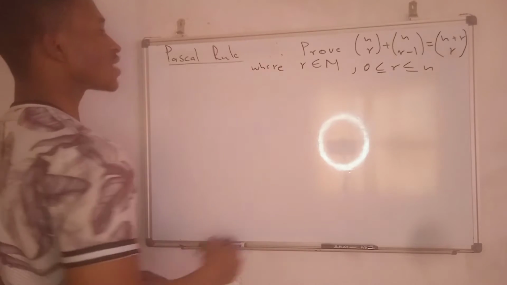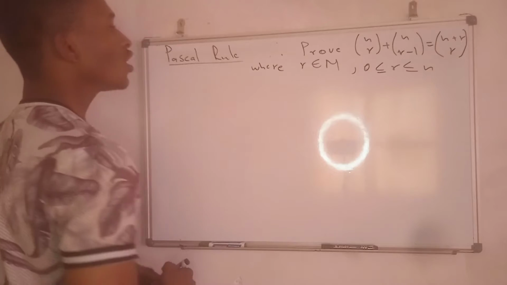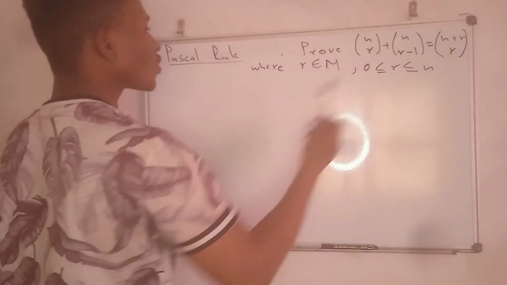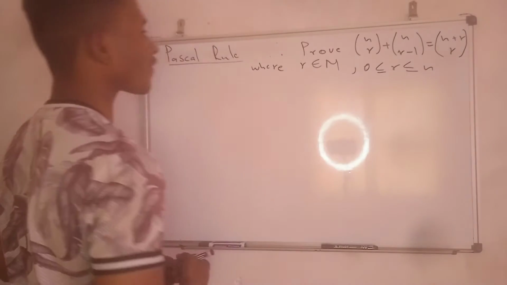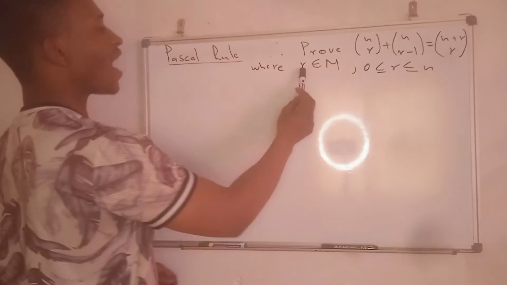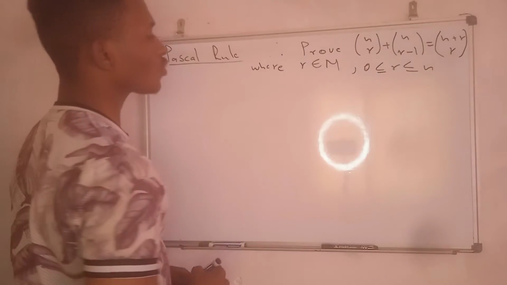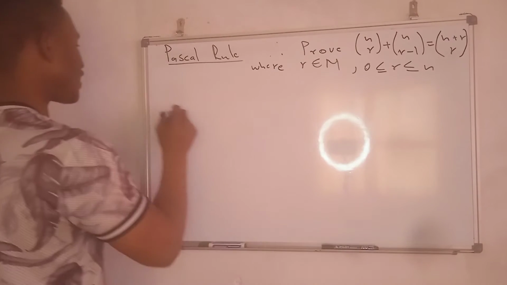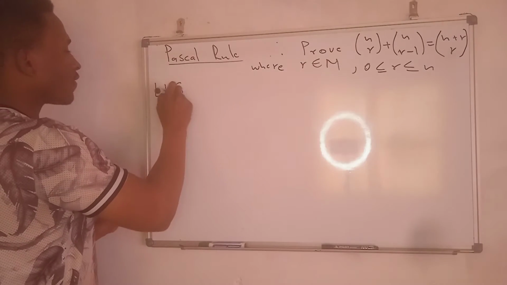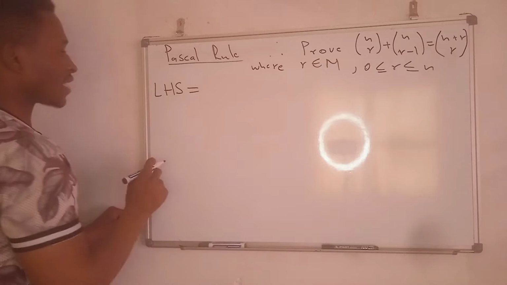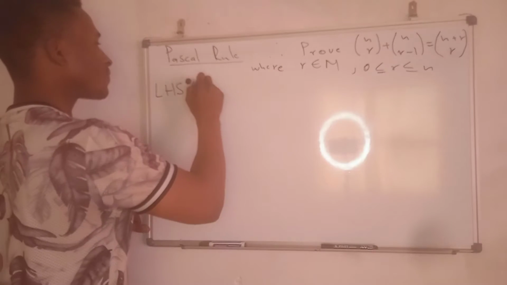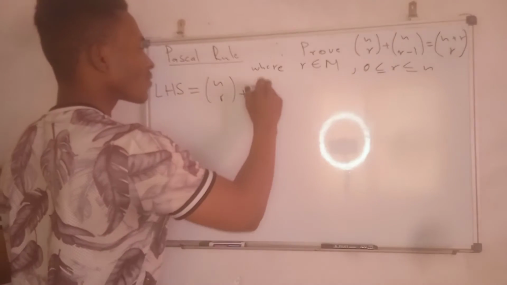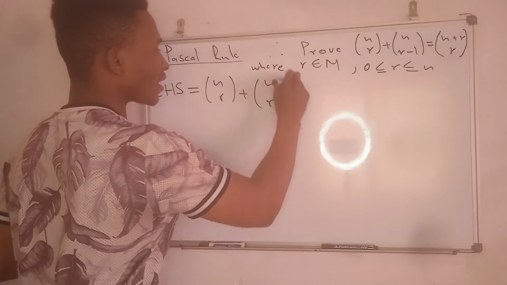So they're asking us to prove n combination of r plus n combination of r minus 1, which is equal to n plus 1 combination of r, whereby r is an element of the natural numbers and it lies on this interval. So we can start proving from the left-hand side, and then we say that n combination of r plus n combination of r minus 1.